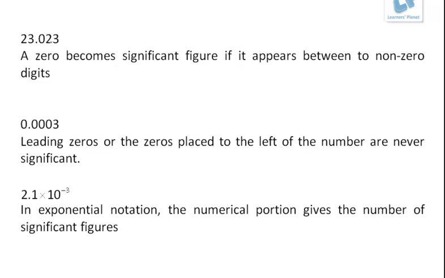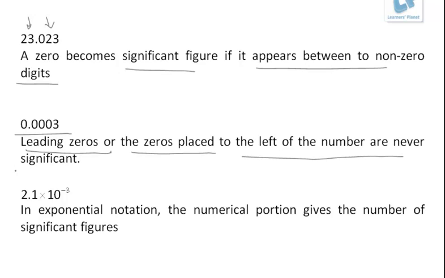Okay, just go through the rules once again. In 23.023, a 0 becomes a significant figure if it appears between two non-zero digits. In this number, leading zeros or the zeros placed to the left of the number are never significant. So only this one is significant. In exponential notation, the numerical portion gives the number of significant figures. So this will give you the number of significant figures.